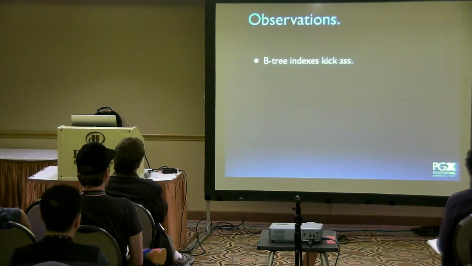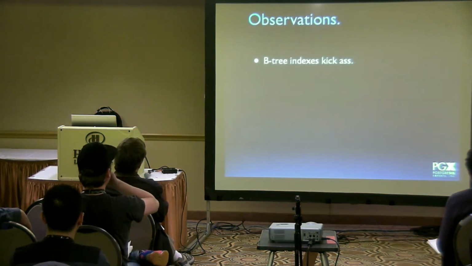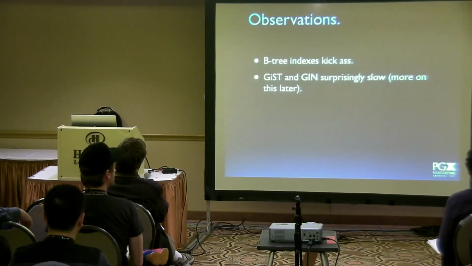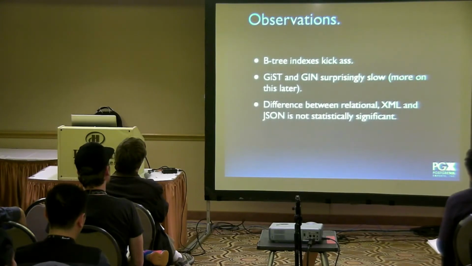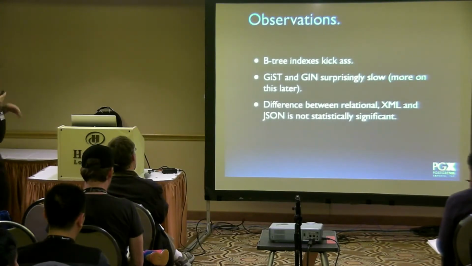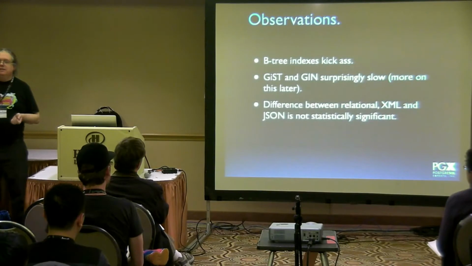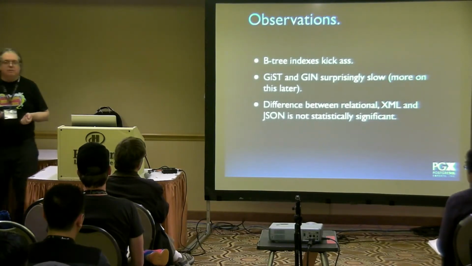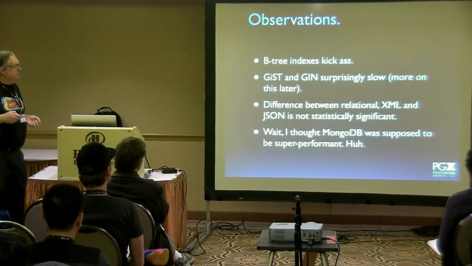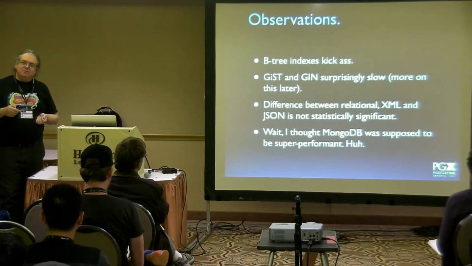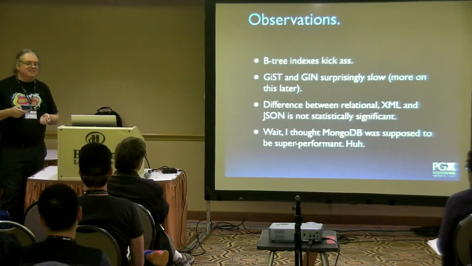So B-tree indexes kick ass. They are just the right thing if you are retrieving a single distinct value. Gist and gin were surprisingly slow in this test. The relational, XML and JSON results are interesting, but they're really not statistically significant. I think that has more to do with random noise than anything else. And Mongo was supposed to blow the doors off of everything else.